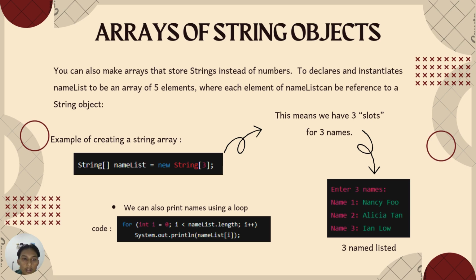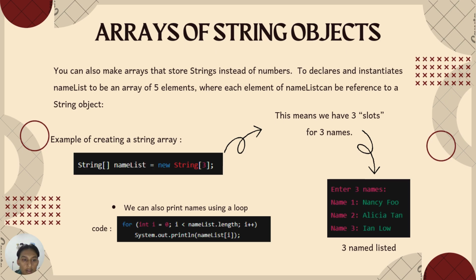You can also make an array that stores strings instead of numbers. To declare and instantiate nameList to be an array of 5 elements, where each element of nameList can be referenced to a string object. So this is an example of creating a string array. Basically, this is used to store multiple values in a single variable.